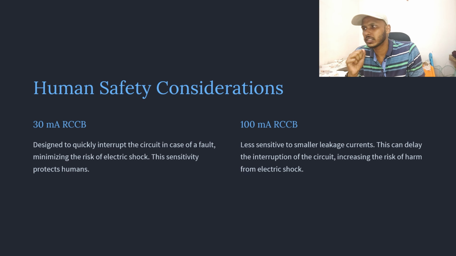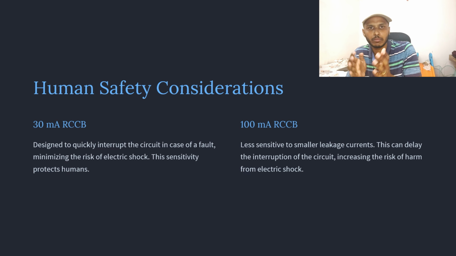If you are looking at human safety consideration, definitely the 30 milliampere RCCB is preferred because it is designed to interrupt the circuit quickly in case of fault, minimizing the risk of electric shock. Whereas with 100 milliampere, a leakage beyond 30 milliampere definitely has an effect of electric shock. There is a risk of getting electric shock. So in a 100 milliampere, as I already told you, it will only trip when the leakage is 100 or over.